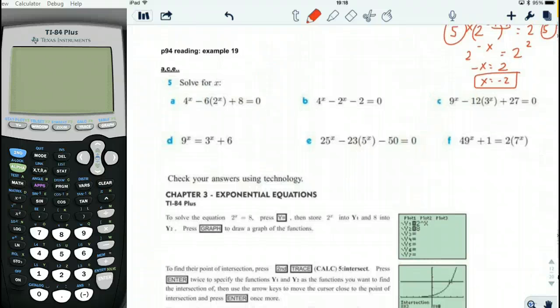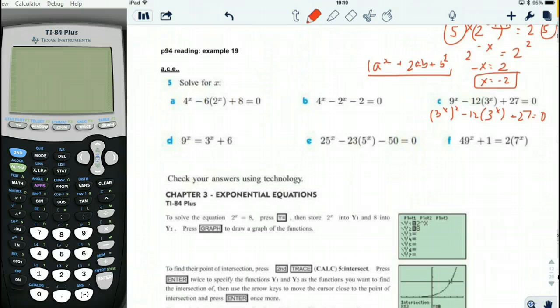Okay, now we'll do these last two. 9 to the x minus 12 times 3 to the x plus 27 equals 0. This is something like a squared plus 2ab plus b squared. We just want to factor it into two binomials. So this first one is going to be 3 to the x squared minus 12 times 3 to the x, plus 27 equals 0.